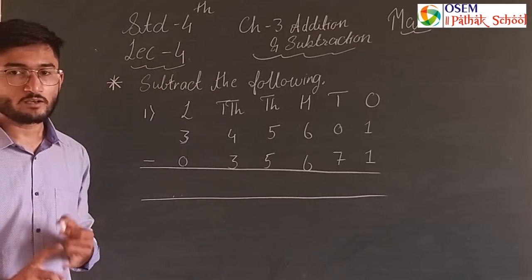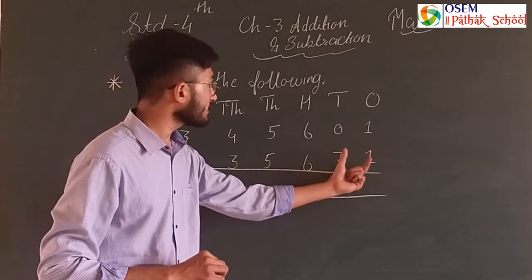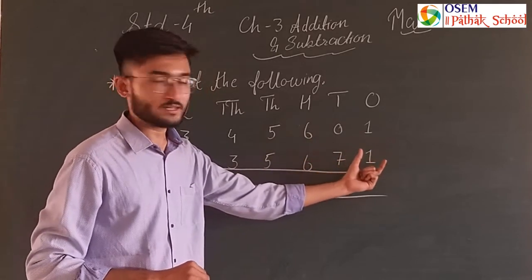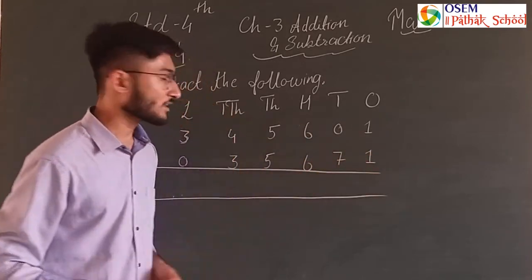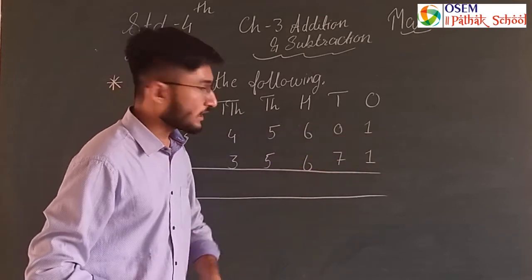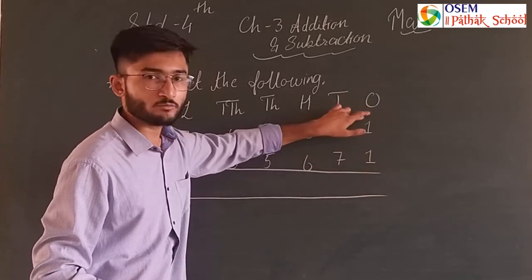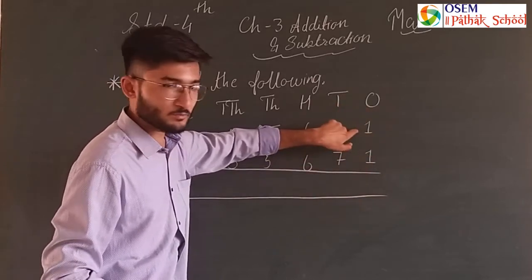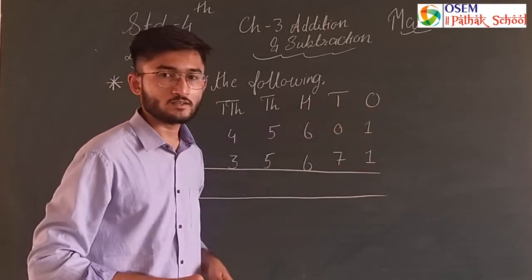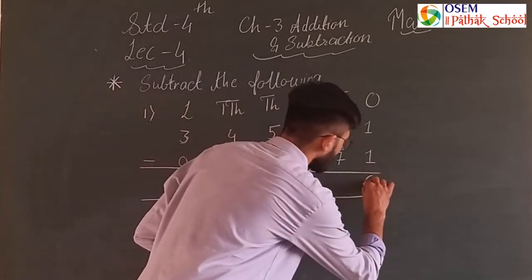In addition also we learned we have to start from the ones place. The same way here also we will be starting from the ones place, that is the unit place. So let us start the subtraction. For addition we were starting from the bottom part, but here we will start from the top. So starting from here, 1 minus 1, is it possible? Yes, 1 minus 1 is equal to 0.